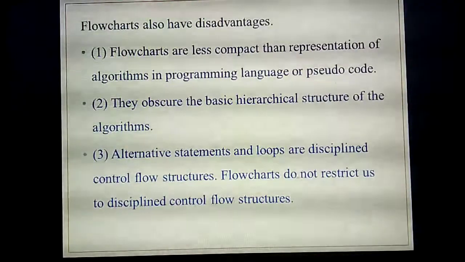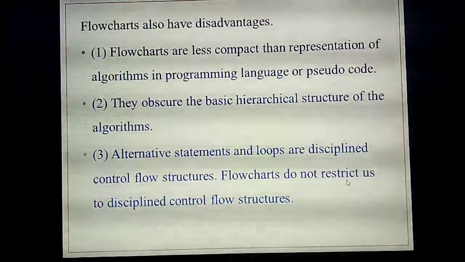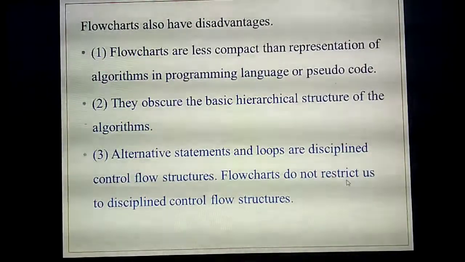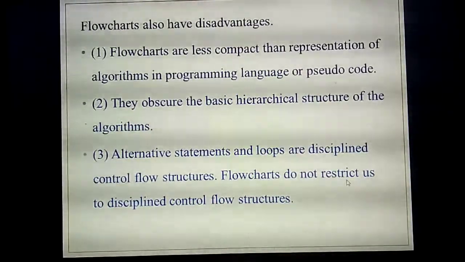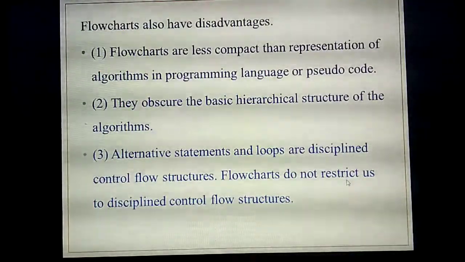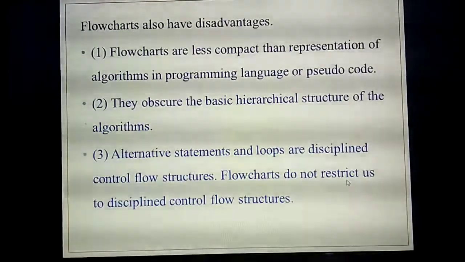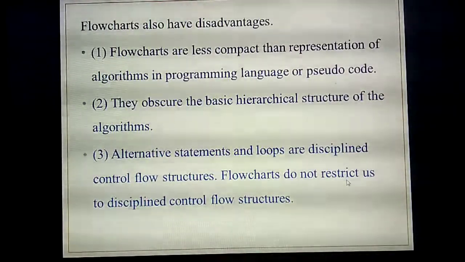Next, alternative statements and loops are not disciplined control flow structures. What do you mean by alternative statements? That's a conditional statement, which is called alternative. Either it needs to run the true condition or the false condition. In flowcharts you can give true as well as false, but all the steps and all the programs you can't give like that. So three disadvantages you have studied. First one is less efficient. Next, the hierarchical structure is not efficient. Then loops are not given in a correct disciplined manner. Understand?